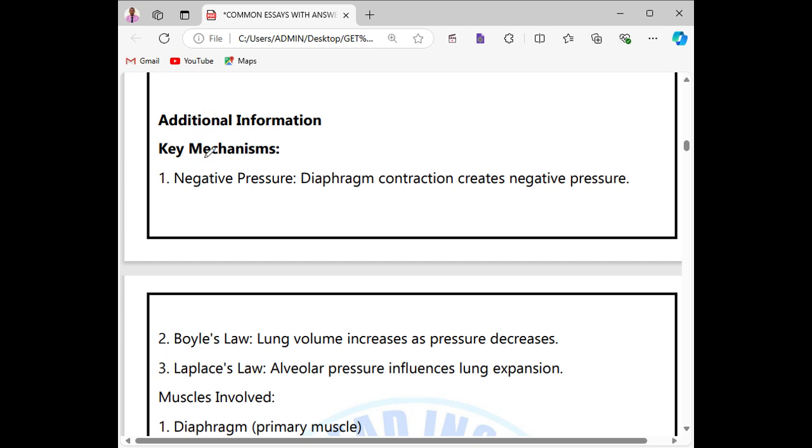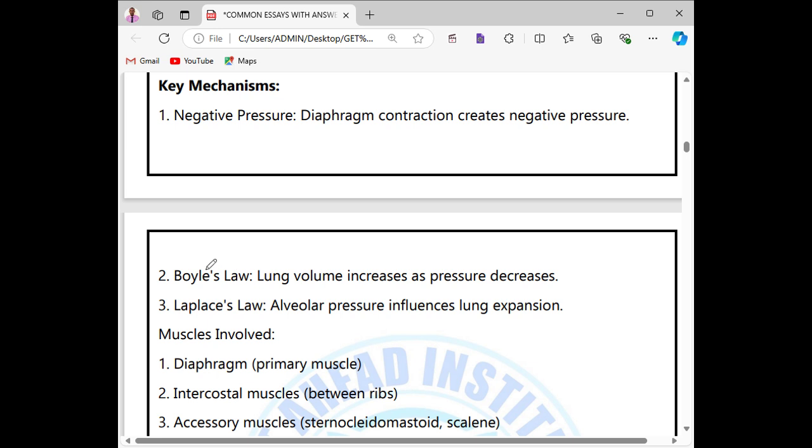I just had to put some additional information with regards to mechanisms. The contraction of the diaphragm basically creates a negative pressure. Then, according to Boyle's law, lung volume increases as pressure decreases. This is what we've already established: inversely proportional.